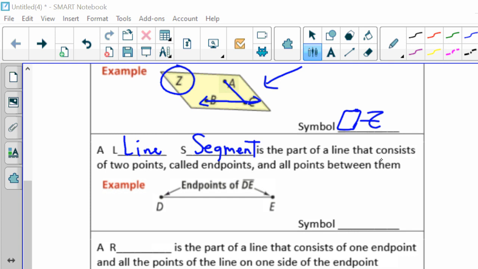Next up, line segment. A line segment is part of a line that consists of 2 points called endpoints, and all points between them. Okay, so line segment DE contains the endpoints D and E and all the points in between them, right? But it's part of a longer line. In this case, we're only talking about a line segment. The notation for line segment DE would be the letters of the endpoints D and E, and a segment, just a straight line with no arrows on the ends of that.